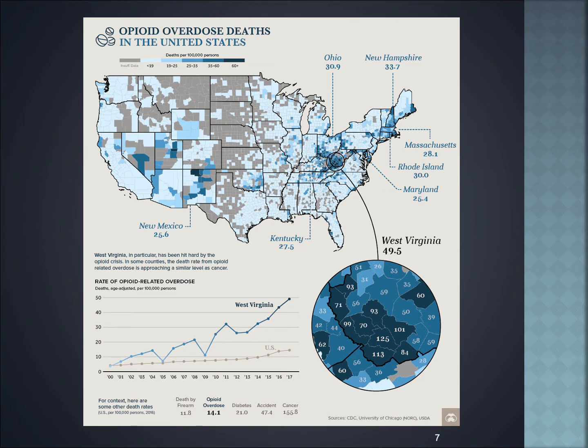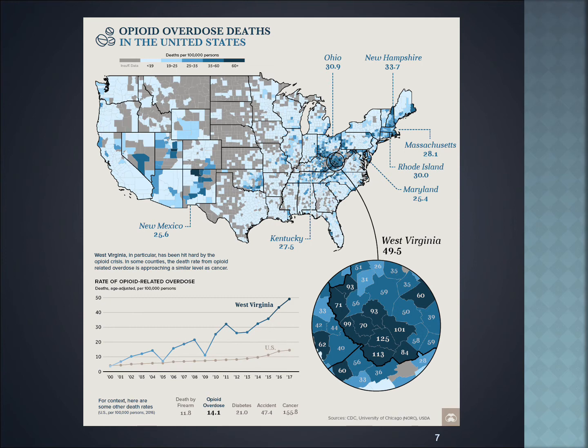This is for opioid overdoses within the United States. And as you're looking at this particular map, you can see that they've popped out a circle for West Virginia primarily that has a higher incident rate of opioid overdoses.